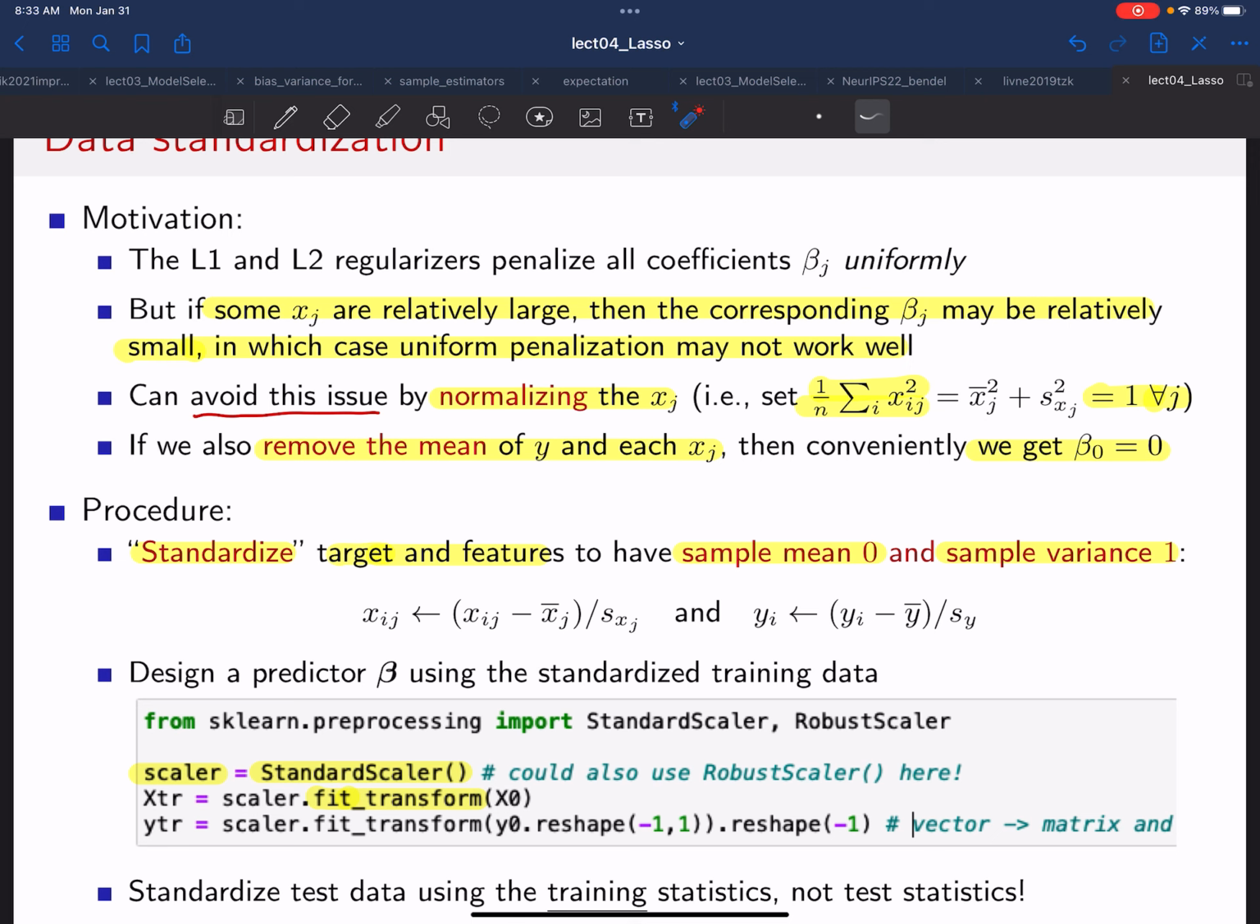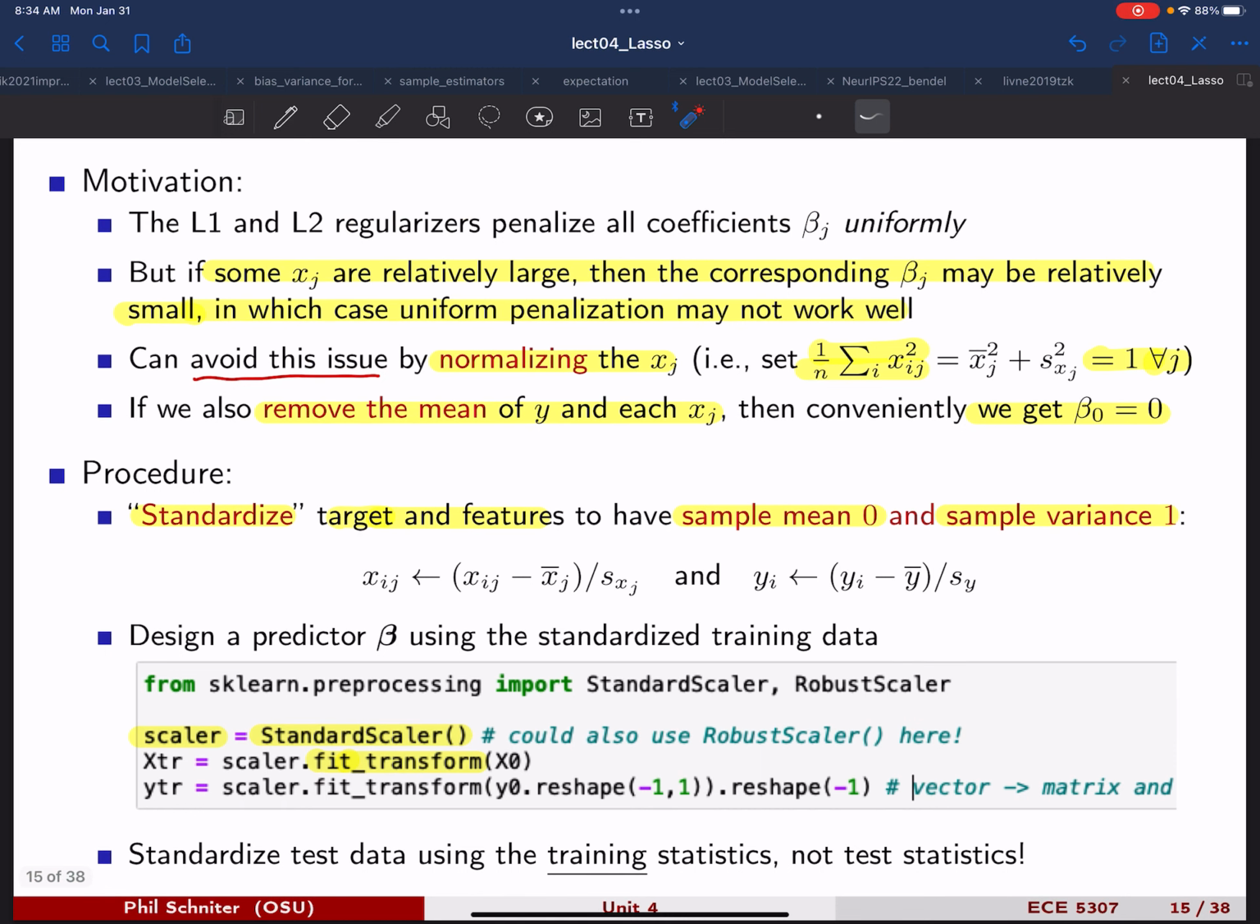We have to do a little bit of NumPy gymnastics to avoid getting an error, because the fit_transform wants to see a matrix. It wants to see something with 2 dimensions. So if you give it just a one-dimensional vector, it throws an error. So what we do here is we tell it, okay, think about this one-dimensional vector as a matrix with 1 column, and then we do a fit_transform, and then we reshape it back to a one-dimensional vector.